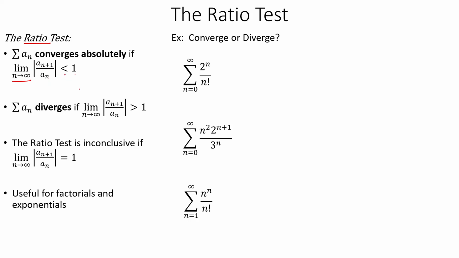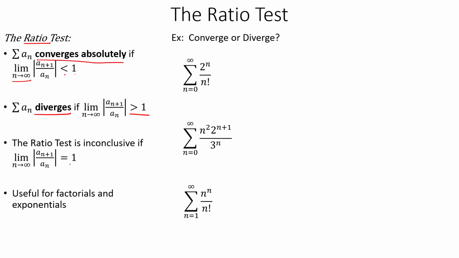And if that limit is less than 1, that means it converges absolutely. So like if it comes out to 0.9, it converges absolutely. Comes out to 0, which is often the case, converges absolutely. All right, but if it comes out to something bigger than 1, then it's going to diverge. So this actually does tell us pretty quickly if it converges or diverges, and if it converges absolutely or not.